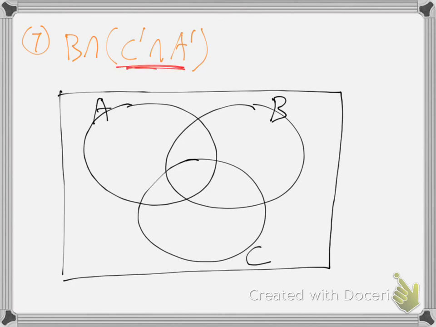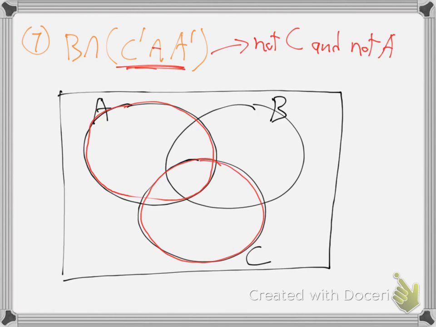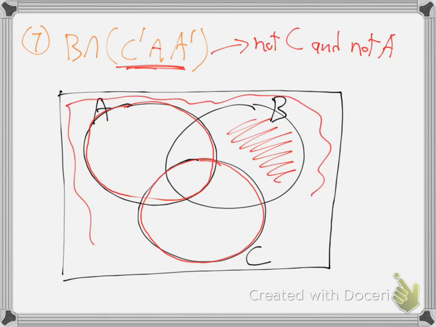So I'm supposed to shade, let me write it over here, what's not in C, and that's like an A for the word and, not in A. So whatever's not in C and not in A. So that's, here's circle A. Here's circle C. So what's not in A and C? Well, this. And what else? The whole outside. Right? Both of those are not in circle C and not in circle A, huh?